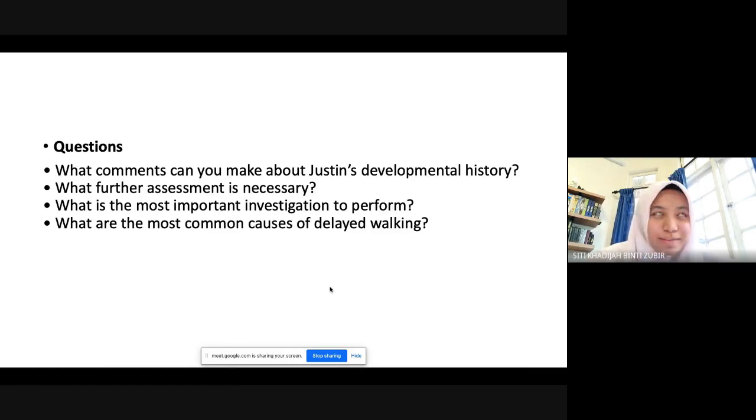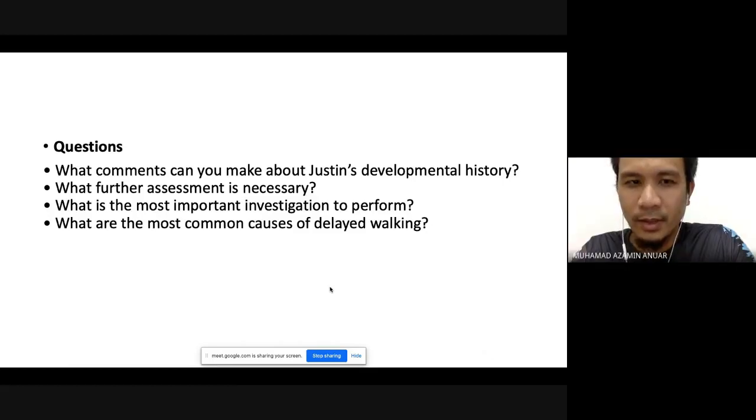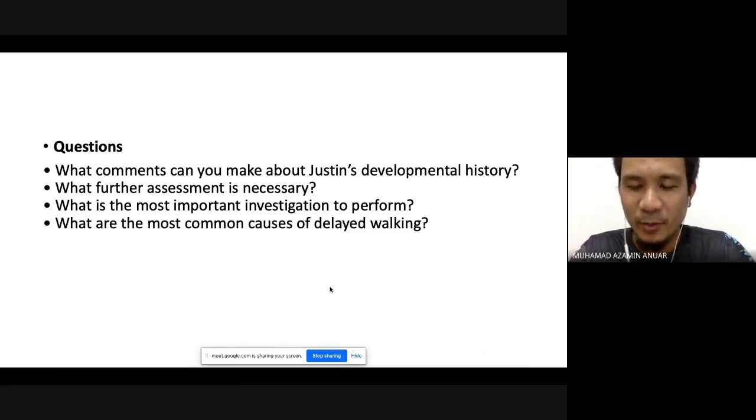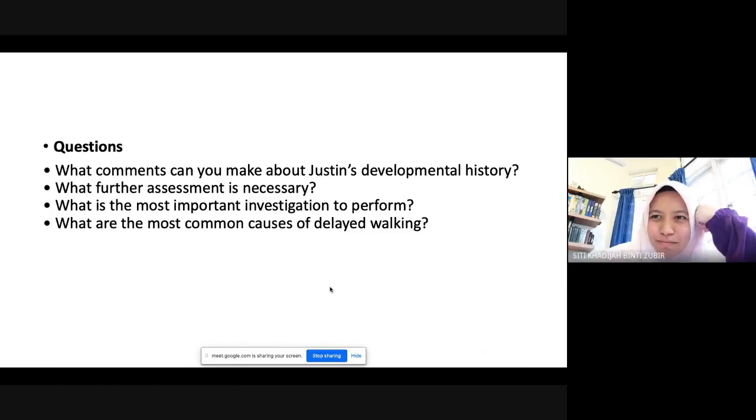Could be serum creatinine kinase. Okay, so that is the most important? Or brain MRI. Brain MRI. So why do you want to do a brain MRI? To rule out any brain lesion like periventricular leukomalacia.